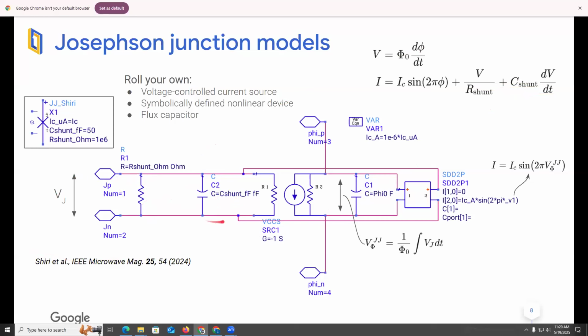The next thing we need to do is integrate the voltage to get the phase. So how do we do that? We actually use a trick from this paper.